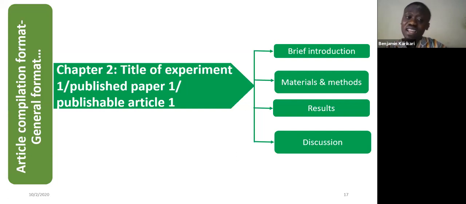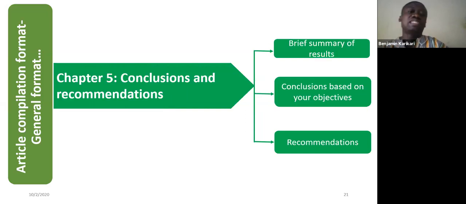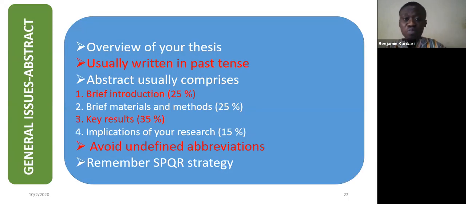Chapter 1 may be the literature review. Chapter 2 may be objective 1. Objective 2 will be chapter 3, and so on. The last chapter, chapter 5, will be your conclusion and recommendations. So I will skip this. Yes, chapter 5 is basically your conclusions and recommendations. So here you must give a brief summary of your results, and then you have to give conclusions based on your objectives, and your recommendations. So we want to pick each portion and highlight them briefly.